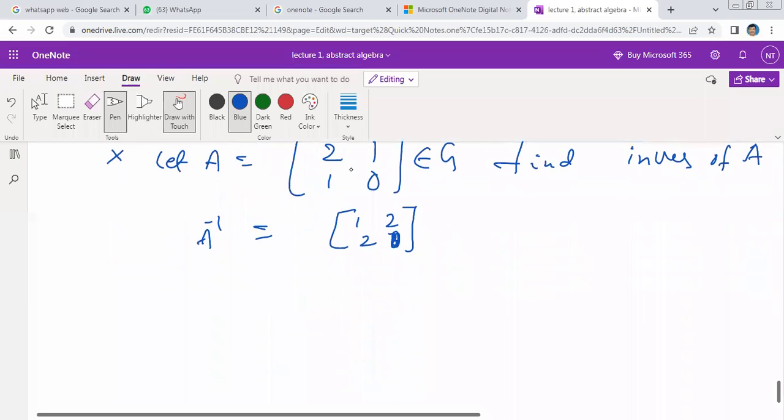Under addition modulo 3, 2 plus 1 is 0. This is 1 plus 2, which is 0, and 0 plus 0 is equal to 0.